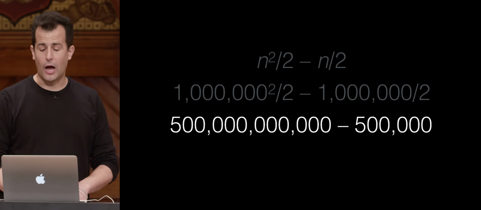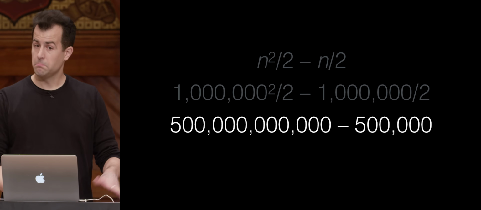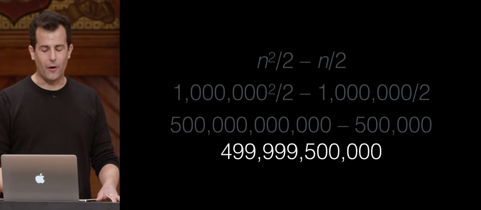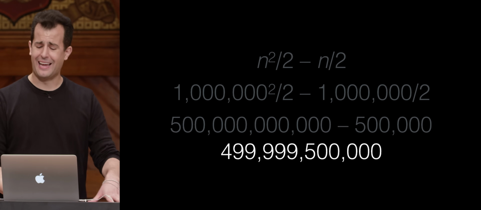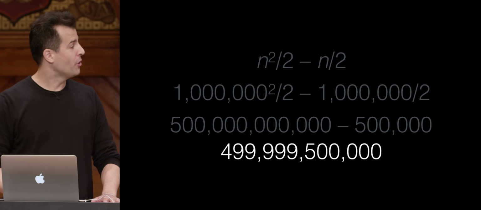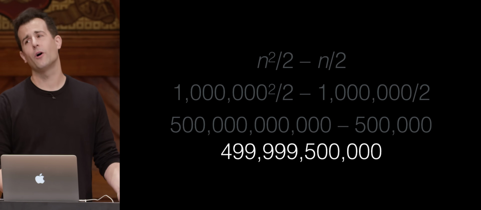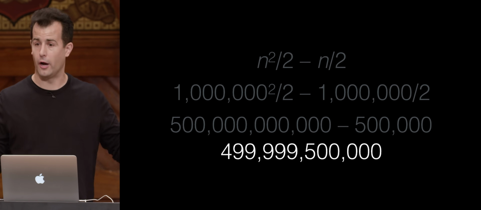So if we multiply that out, that is 500 billion minus 500,000, big numbers. But when you multiply that out, I mean, my God, 499,999,500,000. To my own eyes, that's pretty darn close to 500 billion in the first place. Why don't we just call it 500 billion? So n squared, in other words.